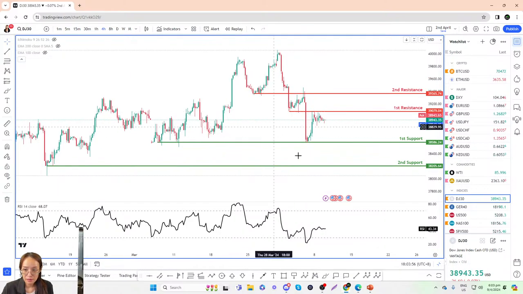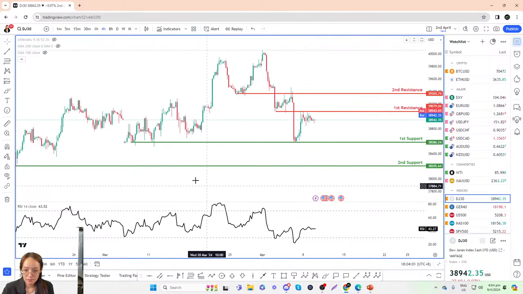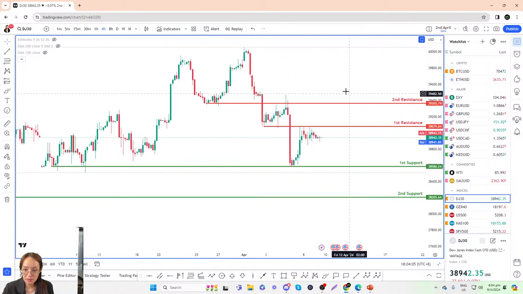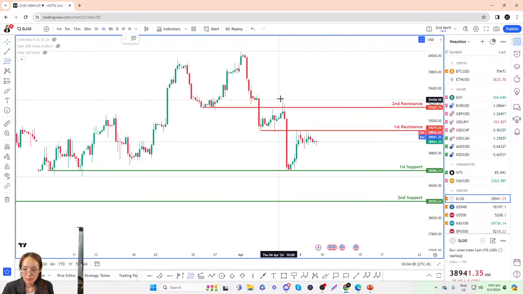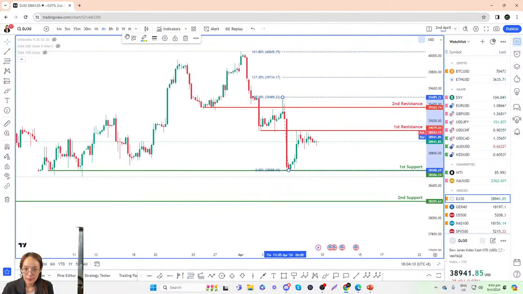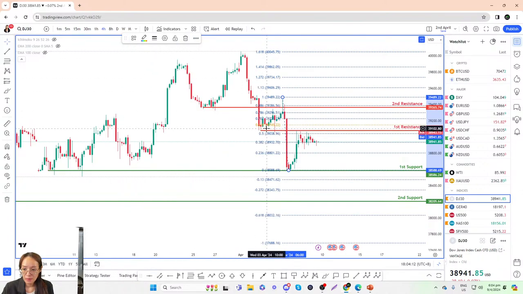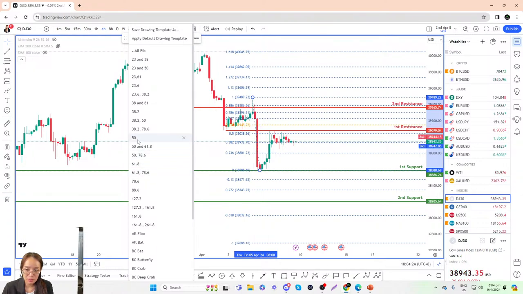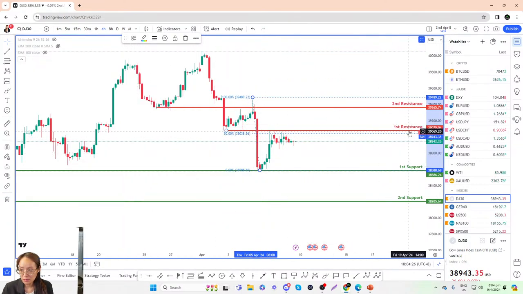Here, this is the US 30, same. If you look at H4, you will see the pattern really clear. From this swing low to swing high, you can see that price respects the resistance. We do have the 50% Fibonacci retracement supporting your level. Okay, it's falling already, guys.